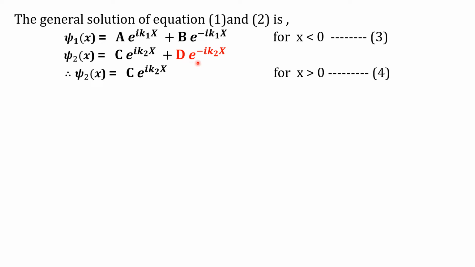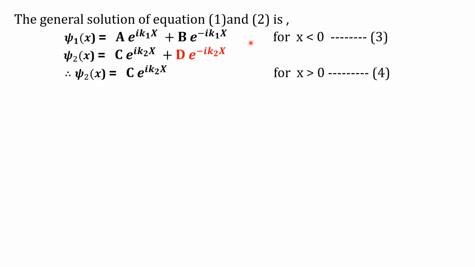But the second term, d into exponential minus ik2x: no barrier is present beyond x equal to 0. Therefore, there is no possibility of reflection of the particle in region 2. Hence, the second term for region 2 is not possible. Hence, the possible solution for region 2 is only psi 2(x) equal to c into exponential ik2x, and this is equation number 4.